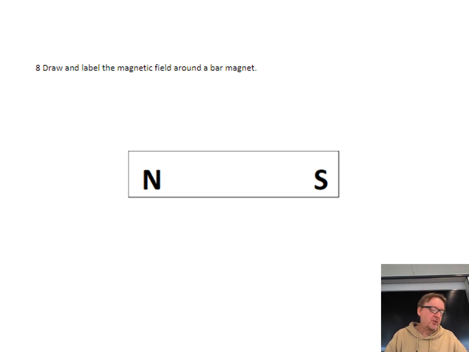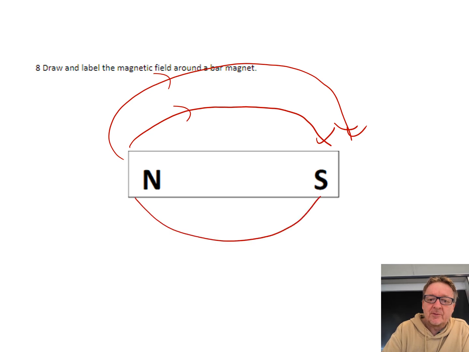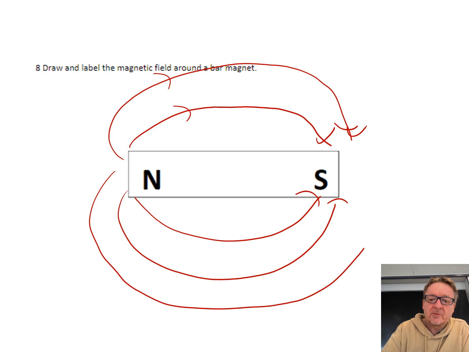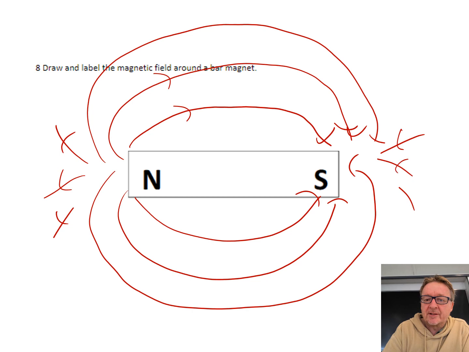Question number 8, draw and label the magnetic field around the bar magnet. What you've always got to remember is that the field lines go from north to south. Those are arrows, always going from north to south. They go around there like that, and these ones coming out here, with little tail things, north to south, always going away and then always coming in.